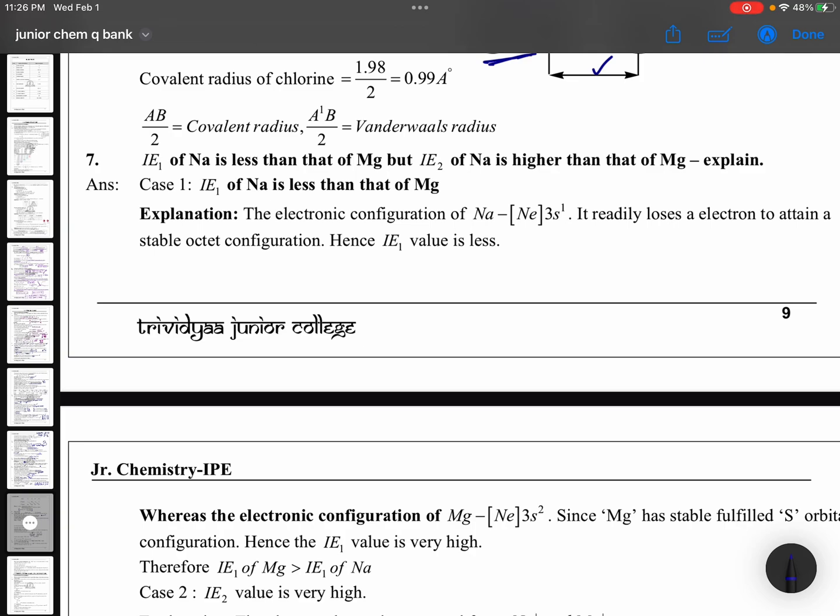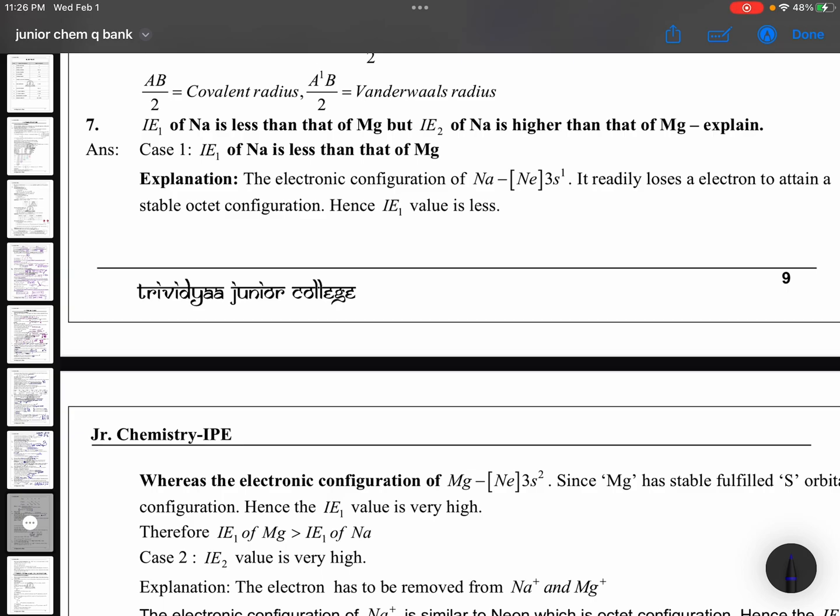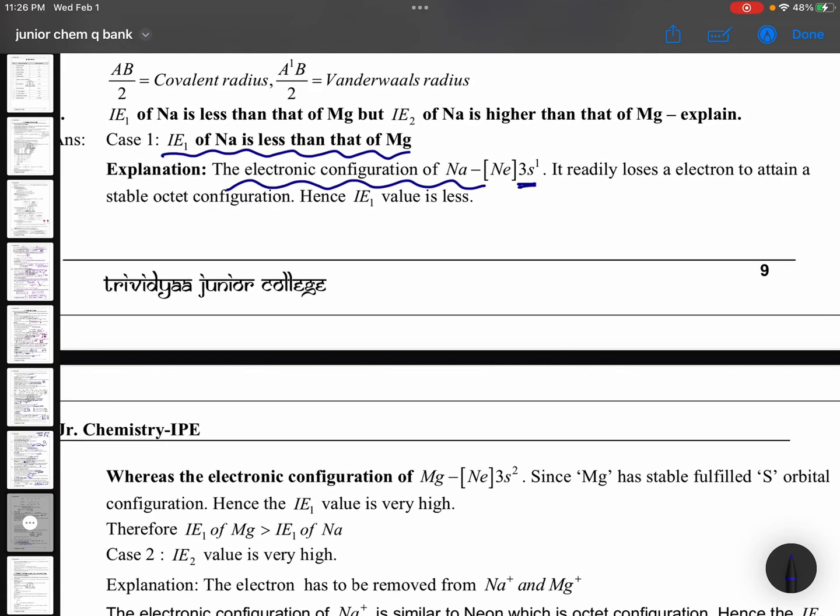Ionization energy of sodium is less than that of magnesium, but ionization energy I2 of sodium is higher than that of magnesium. Explain. Very simple electronic configuration concept. See how you have to write. IE1 of sodium is less than that of magnesium because sodium electronic configuration is 3s1. It readily loses an electron to attain the stable octet configuration, hence IE1 is less.